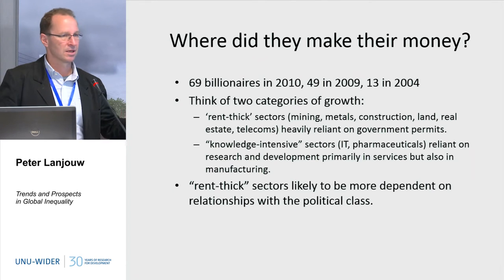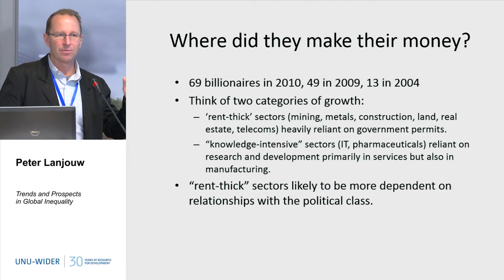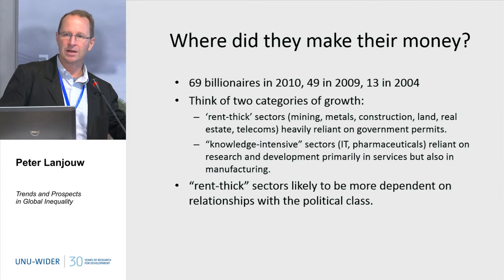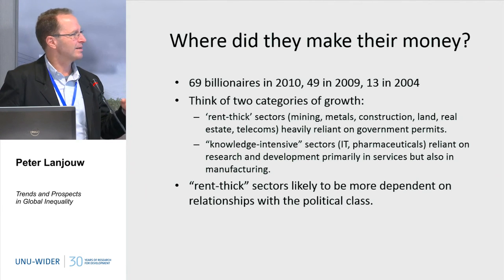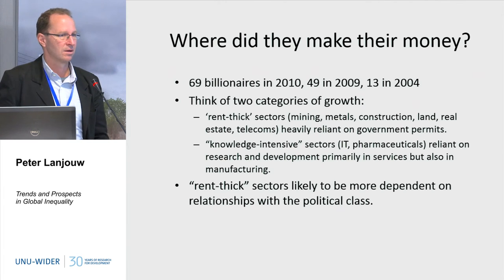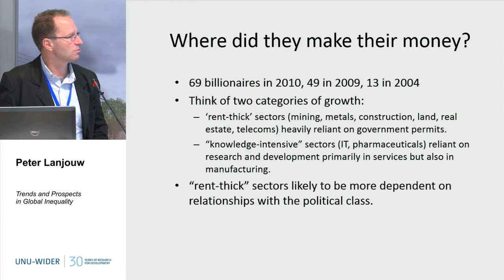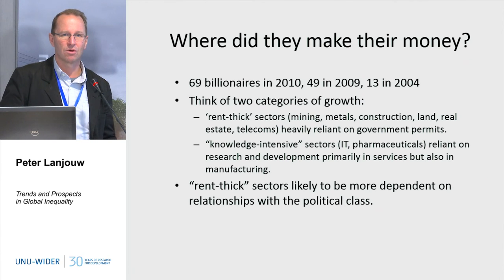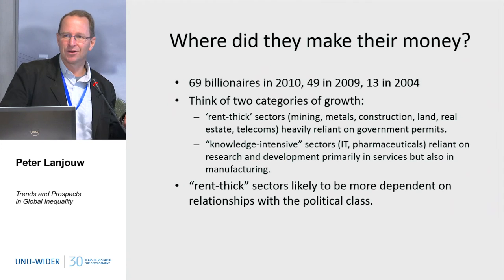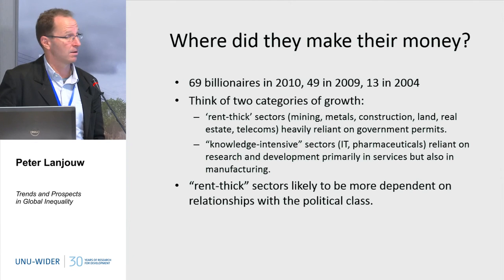And an exercise that Himanshu carried out here, which I think is quite interesting, is he tried to break down, in a somewhat arbitrary way, of course, who these billionaires are by looking very carefully at their activities and trying to allocate them to either a rent-thick sector or a more knowledge-intensive sector, where the knowledge-intensive sector is primarily IT and pharmaceutical, and the rent-thick sectors are sectors like mining, metals, construction, land, real estate, telecoms, and so on, where there's some kind of dependence on a relationship with the political class that might have been important.